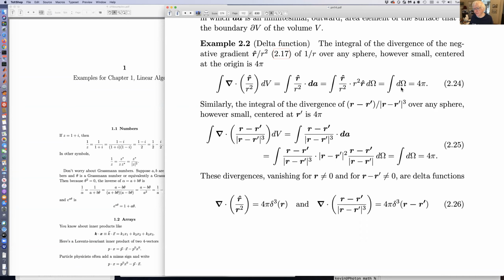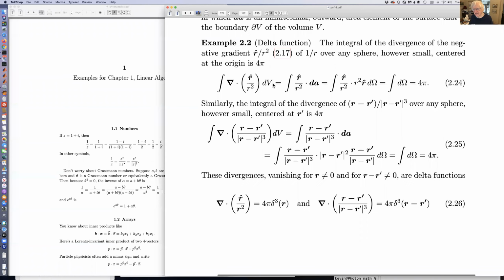But the integral of d omega over any sphere is 4 pi. So that means that this funny thing here, the divergence of r hat over r squared, integrated over any sphere, no matter how small, gives you 4 pi. We could equivalently have done this in rectangular coordinates, and then it would have been the integral of the divergence of the gradient of 1 over r over any tiny cube gives you the area of the cube.